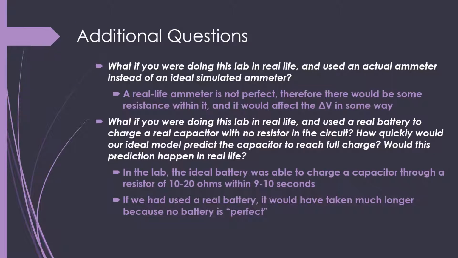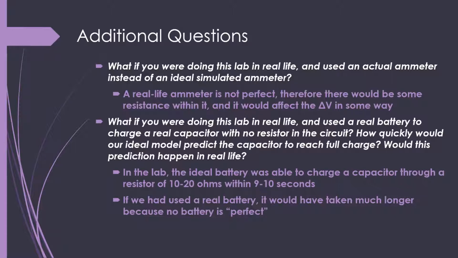A real-life ammeter is not as ideal or perfect as the ammeter used in this simulation, and it would have had some internal resistance. This would have caused the current and potential difference to change slightly across the ammeter, which we didn't observe with the use of the ideal simulation. Again, a real-life battery is not as perfect as the ones used in this lab. The capacitors would have charged much slower than the 9 to 10 seconds we saw through the 10 and 20 ohm resistors.